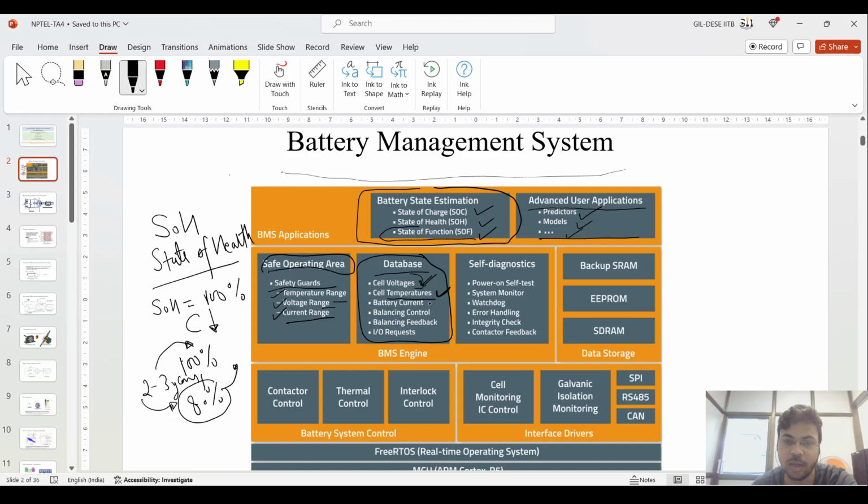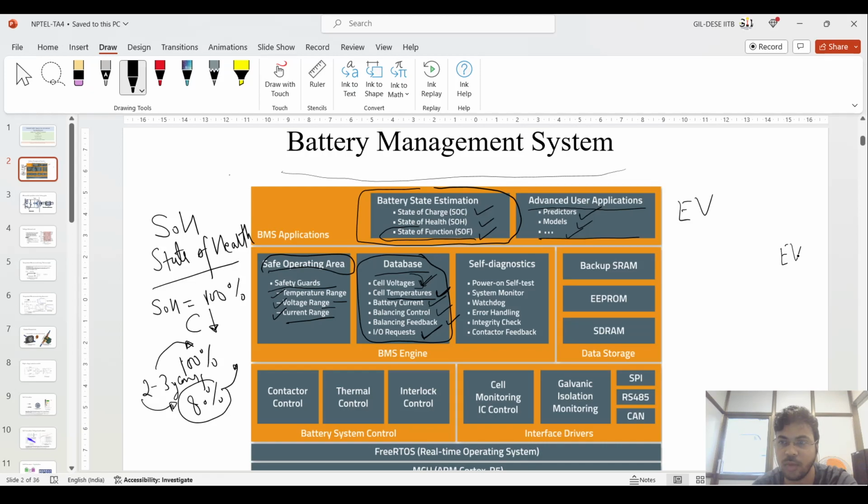Next is the cell temperature. Cell temperature is basically in this database also, that is, whether the temperature is at an optimal level or not, and whether your cooling mechanism is working properly or not, when it maloperated. That kind of battery current, battery control, balancing feedback, IO request.